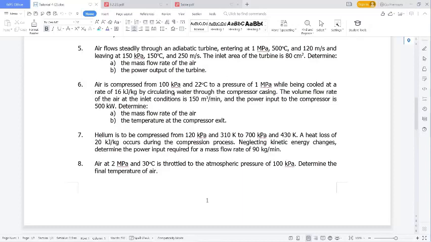Air is compressed from 100 kPa and 22 degrees C to a pressure of 1 megapascal, while being cooled at the rate of 16 kJ per kg by circulating water through the condenser casing. The volume flow rate of the air at the inlet condition is 150 meter cube per minute, and the power input to the compressor is 500 kilowatt. Determine A, the mass flow rate of the air.